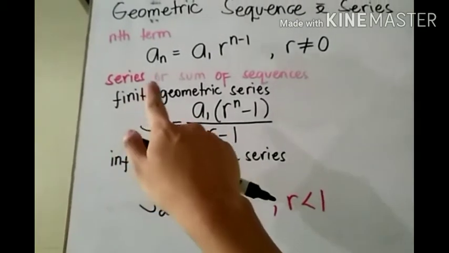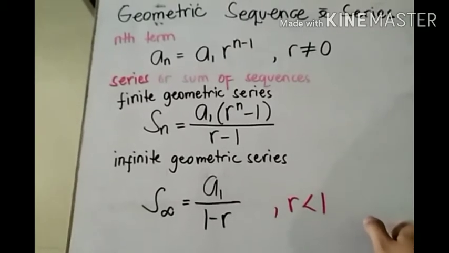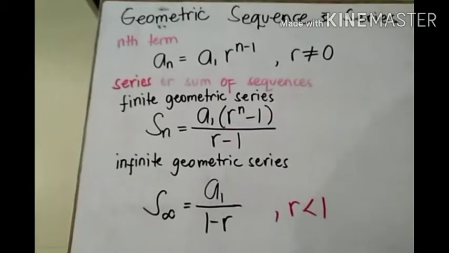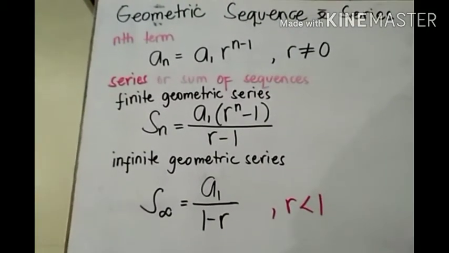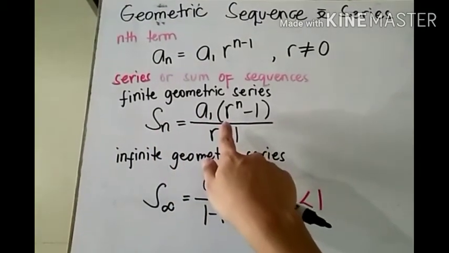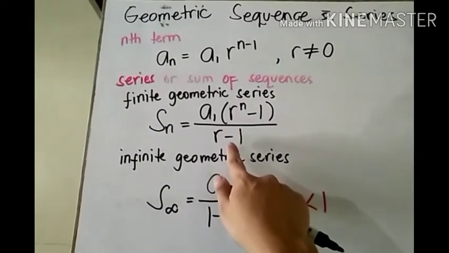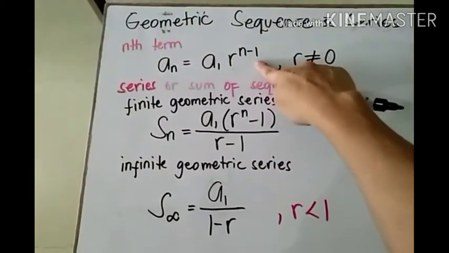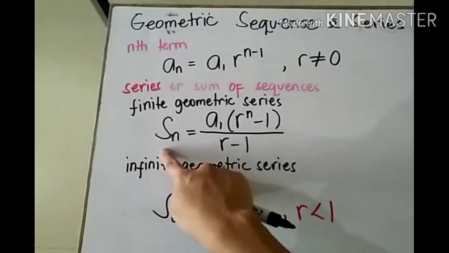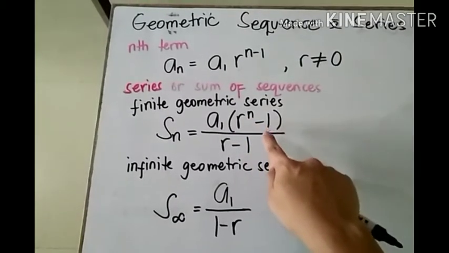Now, to find the series or the partial sum of sequences, there are two. We have the finite geometric series and the infinite geometric series. Yung finite geometric series, gagamitin natin yan kapag yung r ay greater than 1. So, we have s sub n is equal to a sub 1 times the quantity r raised to n minus 1 all over r minus 1. Pansinin natin to. Si n minus 1 exponent ni r, yan yung pag hinahanap natin yung nth term. Pero kapag yung hinahanap natin ay yung series, yung exponent lang ni r ay n. Nakababa yung minus 1. Okay?